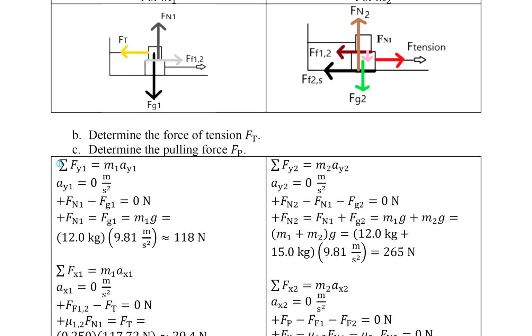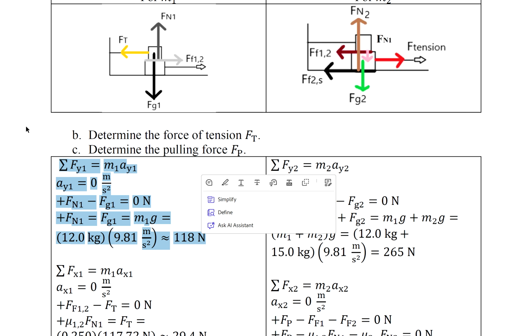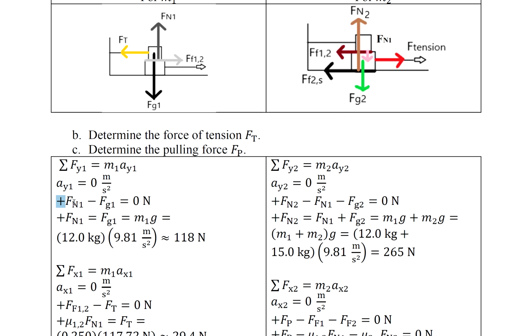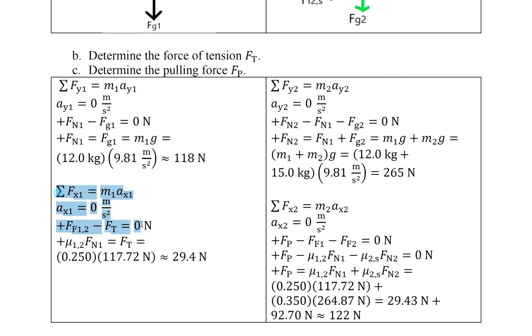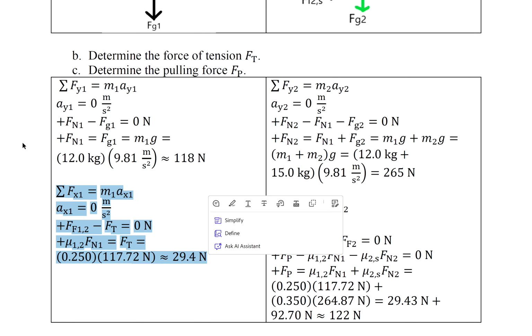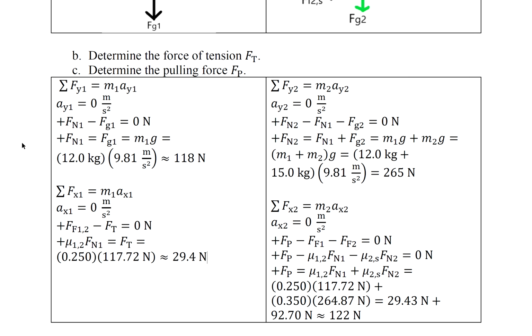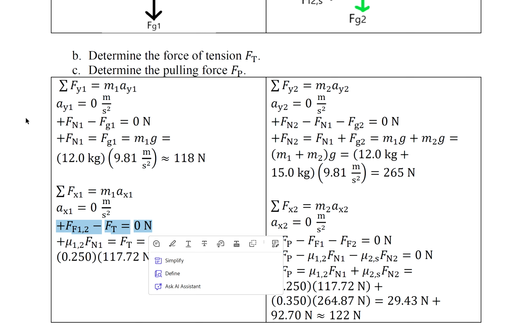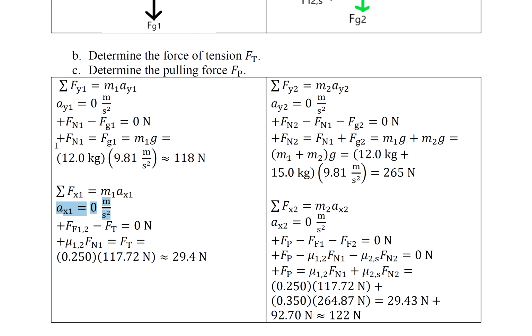So take a look at what I did here for M1, for the y-axis. Plus force normal 1 minus Fg1 equals 0 newtons. Take a look at what I did here for sigma F equals ma on the horizontal axis for object 1. Plus force of friction between mass 1 and 2 minus force of tension is 0 newtons, because a sub x is 0.